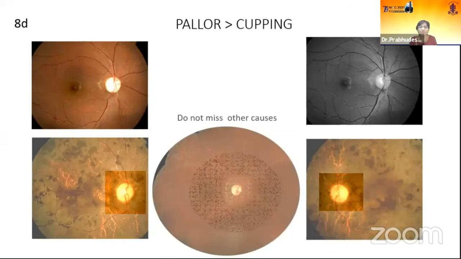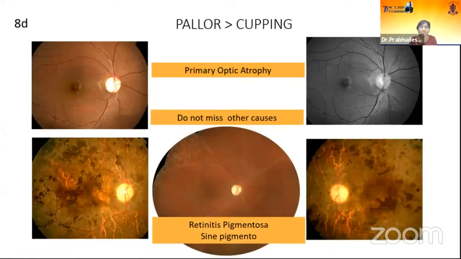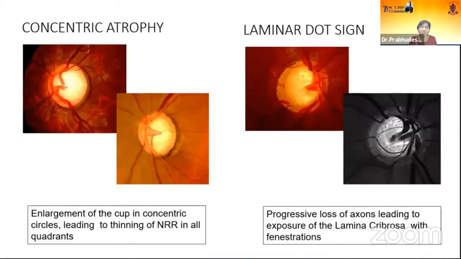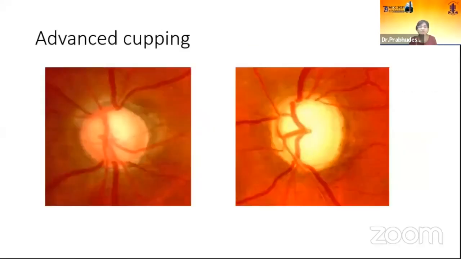Patients of retinitis pigmentosa and glaucoma need to be evaluated carefully, especially in retinitis pigmentosa. If you see a pale disc, you need to see whether it is glaucoma. The visual field defect and the pallor would be totally disproportionate. Concentric atrophy is a sign of glaucoma, because the neuronal loss is there in all the sectors. Laminar dot sign is because of the progressive loss of tissue and visibility of the lamina cribrosa. Advanced cupping is seen when there is total loss of neuronal tissue.